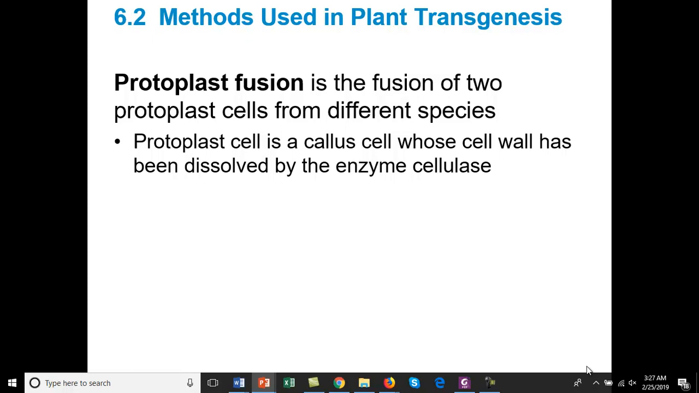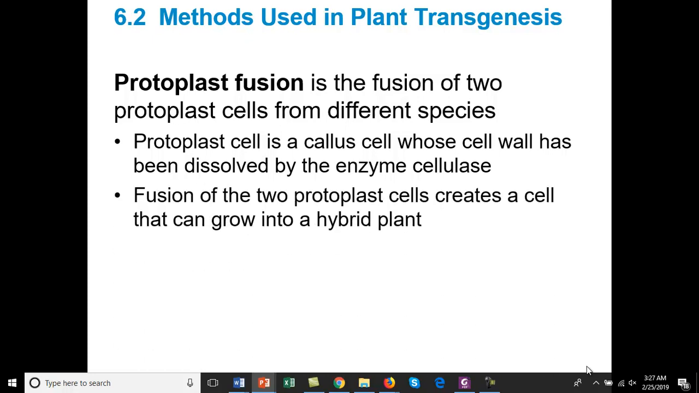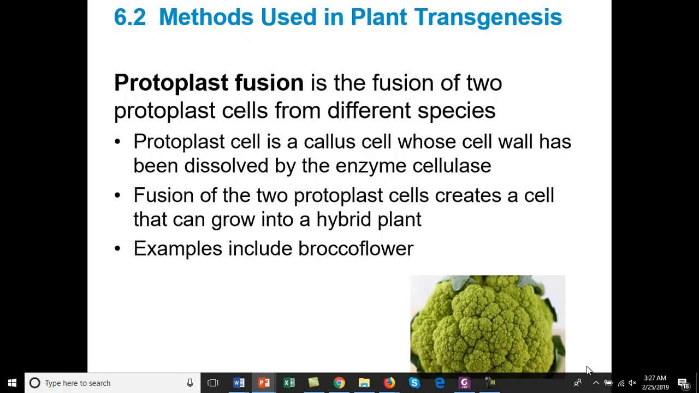So we take this callus cell and we dissolve off the cell wall, and then we fuse two protoplasts together. That is a very simple procedure. You simply take the protoplasts, culture them together, and then add some polyethylene glycol. That causes the cell membranes to merge together, and then that will grow into a hybrid plant. Broccoflower is a protoplast fusion where they actually took the genome of broccoli and fused it with the genome of cauliflower. So you can expect that it would look a little bit different. It looks like a green cauliflower. It has the full genetic complement of broccoli and the full genetic complement of cauliflower, and it grows and divides normally just like any other plant.